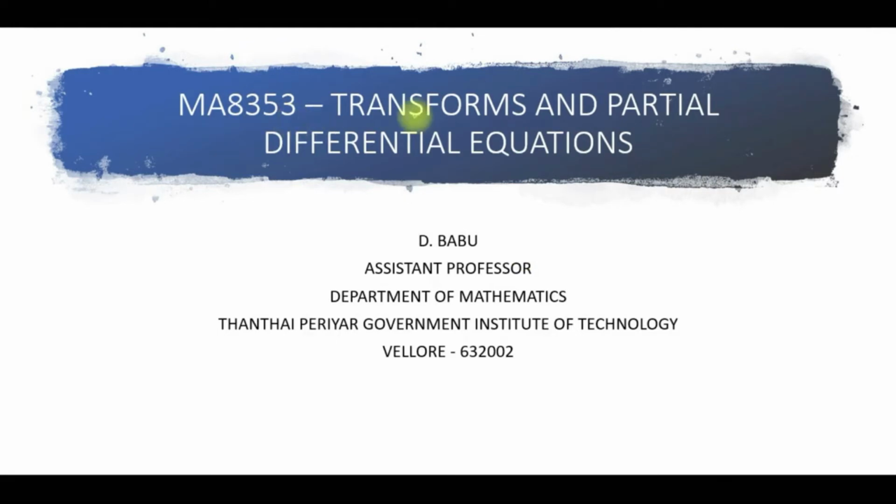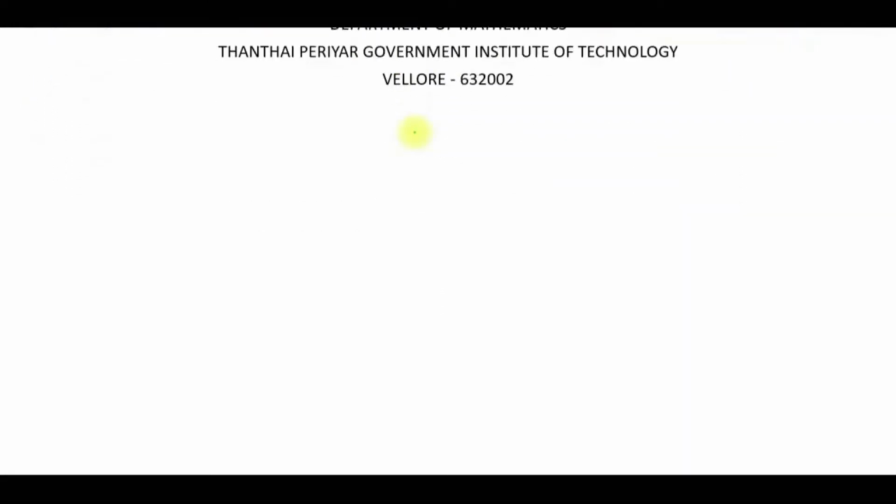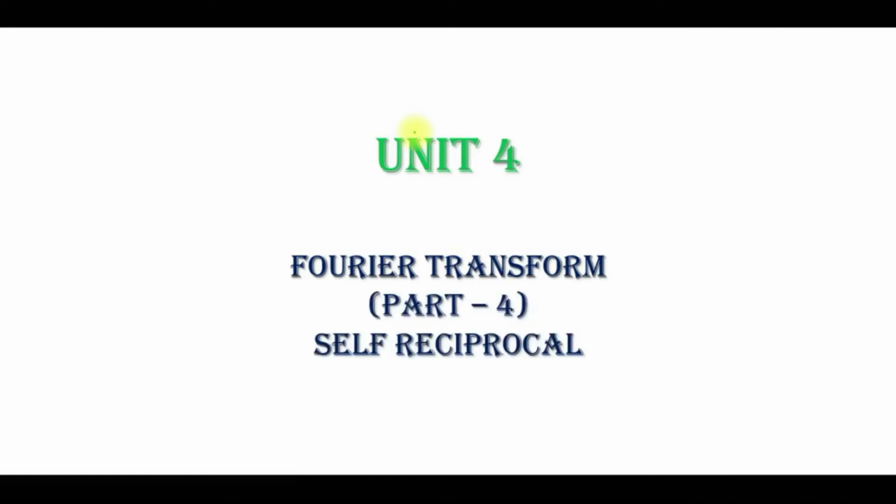MA 353 Transforms and Partial Differential Equation, Unit 4, Fourier Transform, Part 4. So in this video lecture, we are going to learn about self-reciprocal. What is self-reciprocal? A function f of x is said to be self-reciprocal under Fourier transform if Fourier of f of x equals f of s. That is, f of x and its Fourier transform have identical functions, then the given function f of x is said to be self-reciprocal.